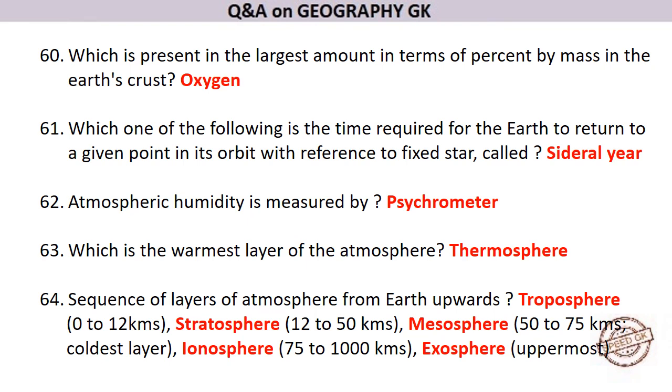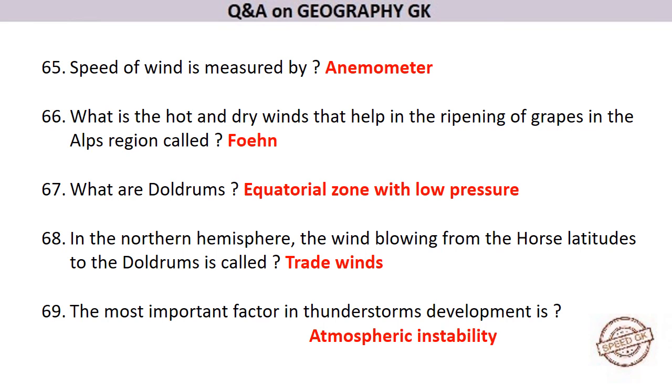Thermosphere. Sequence of layers of atmosphere from Earth upwards. Troposphere, 0 to 12 kilometers, stratosphere, 12 to 50 kilometers, mesosphere, 50 to 75 kilometers, coldest layer. Ionosphere, 75 to 1000 kilometers, exosphere, uppermost. Speed of winds is measured by anemometer.